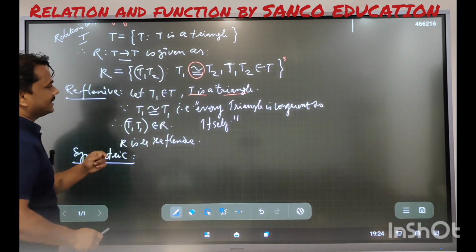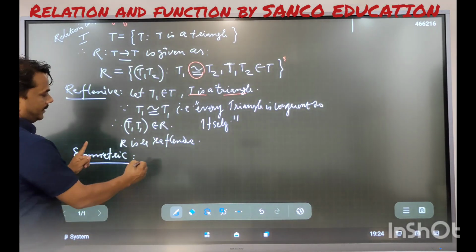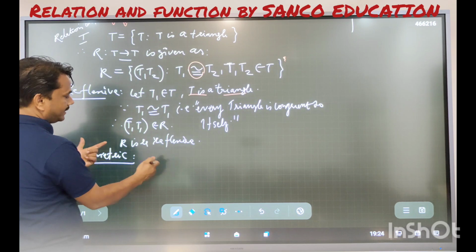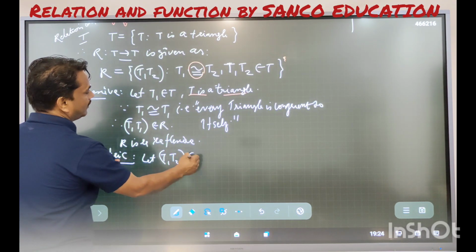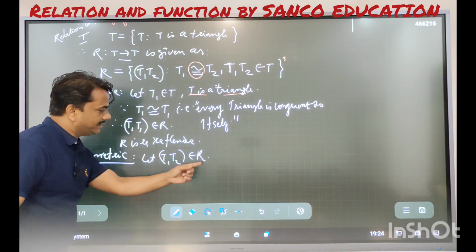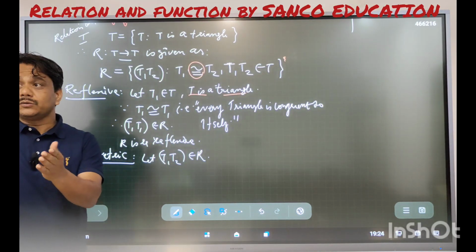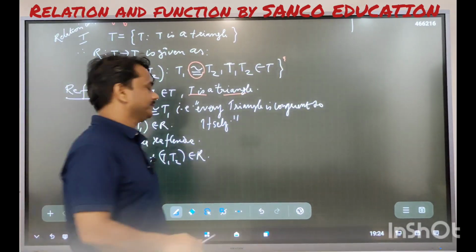Symmetric. What is the way to write down symmetric? You will write here T1, you will consider that. Let T1, T2 belong to R. What is the meaning of this statement? Suppose there are two triangles which follow the rule.